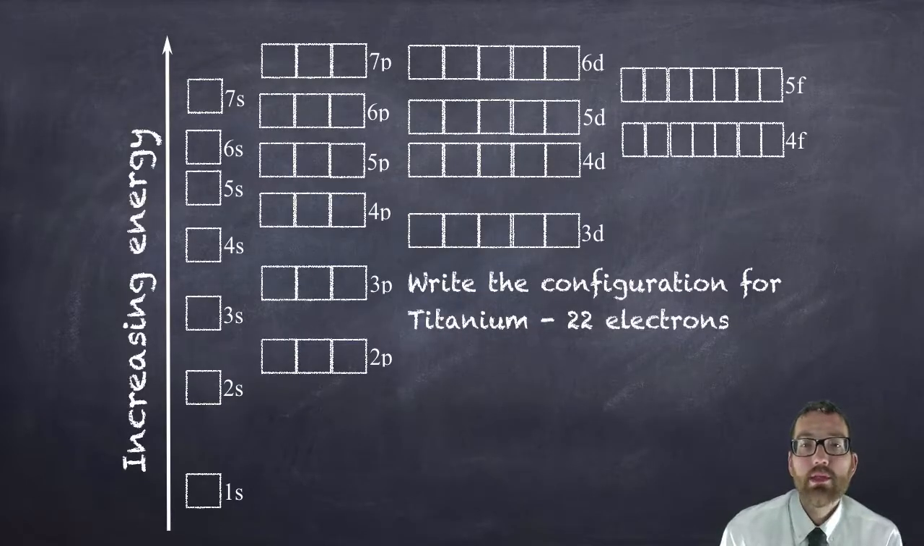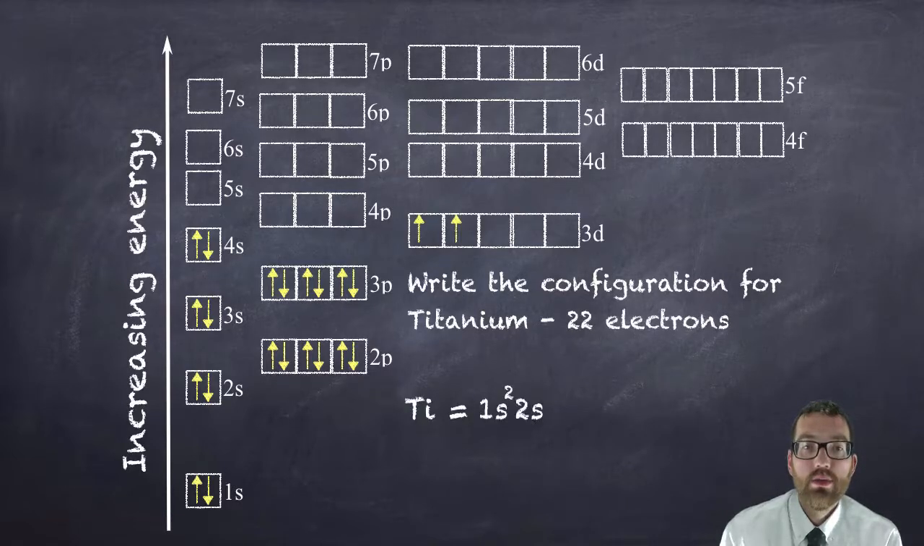So if we were to write the electron configuration for titanium, which has 22 electrons, it would look like this: 1, 2, 3, 4, 5, 6, 7, 8, 9, 10, 11, 12, 13, 14, 15, 16, 17, 18, 19, 20, 21, 22. So that's titanium. 1s2, 2s2, 2p6, 3s2, 3p6, 4s2, 3d2.